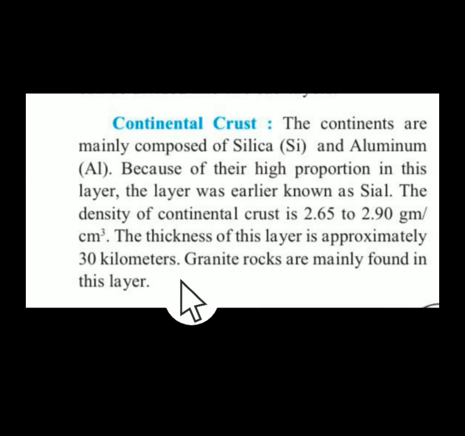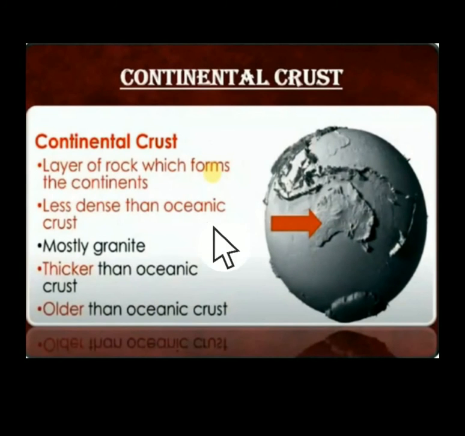Here we can see this continental crust, the layers which form the continents. These are the layers of rock that form the continents. They are less dense than the oceanic crust. So, my dear students, the continental crust is less dense. That is the reason why it has come up, and the remaining part has remained down as the oceanic crust. They are mostly granite. We have seen granite stone.